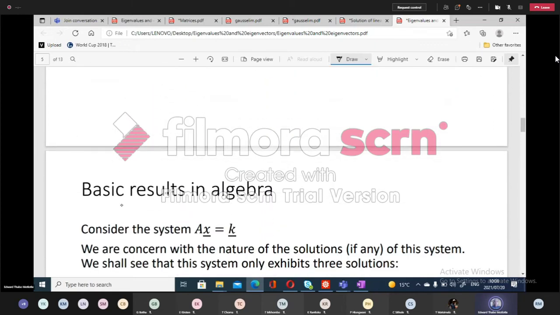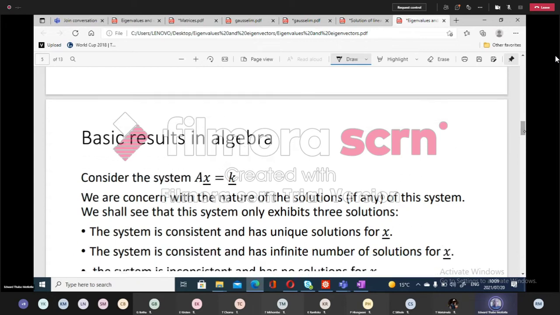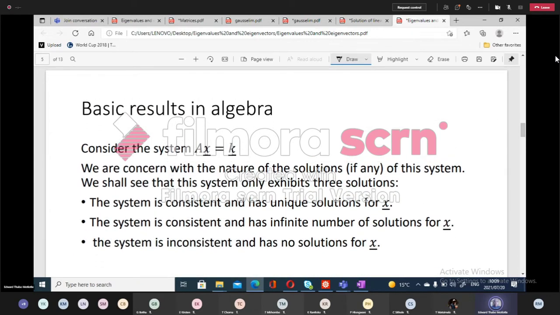Now we are going to a basic result in algebra. Now consider the system, which I said is this one. We have A, which is a matrix of coefficients, and X, which is a vector of variables, and K, which is a vector of constants. Now, we are concerned with the nature of solutions. If we have any solution for this system, we shall see that this system only exhibits 3 solutions.